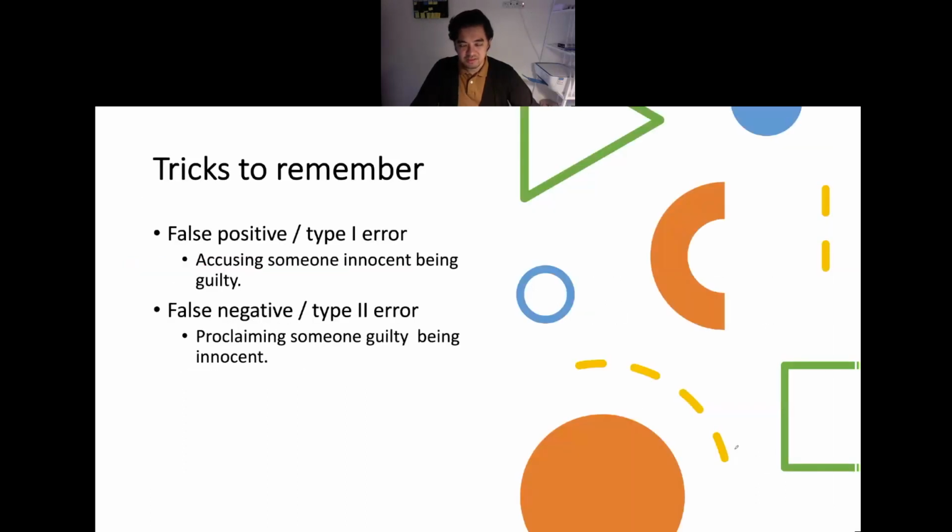How to remember false positive or false negative: if you are a judge and you accuse someone innocent of being guilty, you have committed a false positive. For the false negative, someone is actually guilty but you free them, saying he is innocent. So you have committed a false negative, or type 2 error.